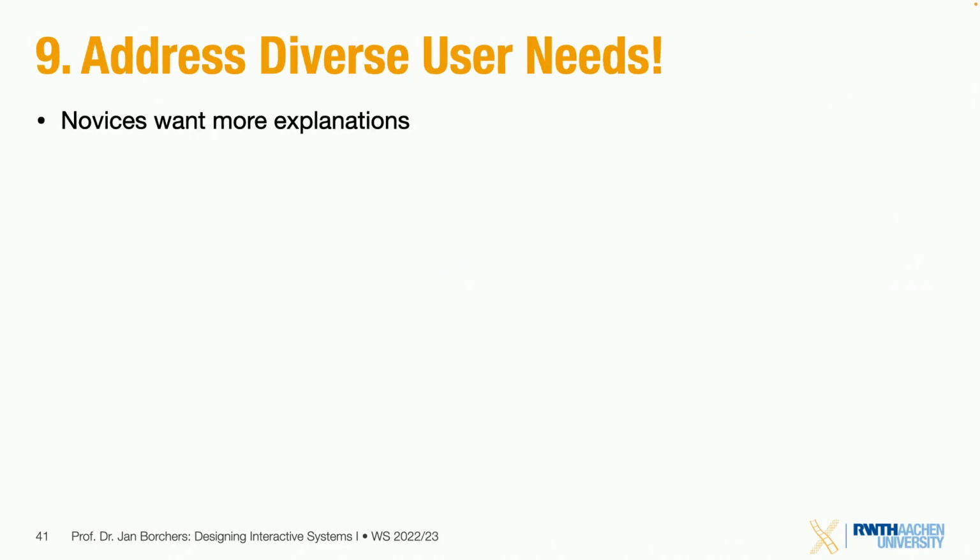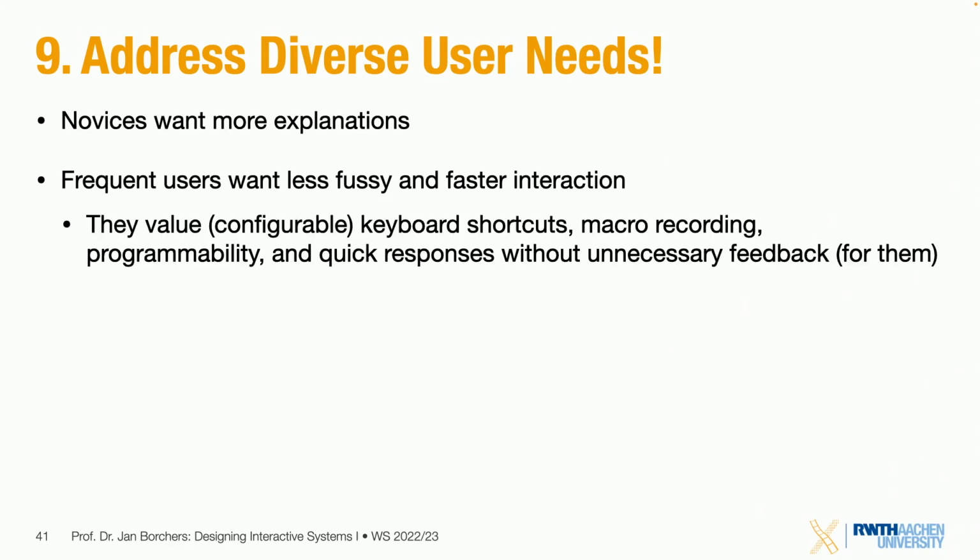Now we get to rule number 9, addressing diverse user needs. What does that mean? We used to call this sort of, provide shortcuts for experts. But this is kind of a more inclusive and all-encompassing version of this. Because when somebody is a novice, we talked about this many classes ago, novices need a simple interface, lots of explanations, lots of help, lots of feedback, etc.